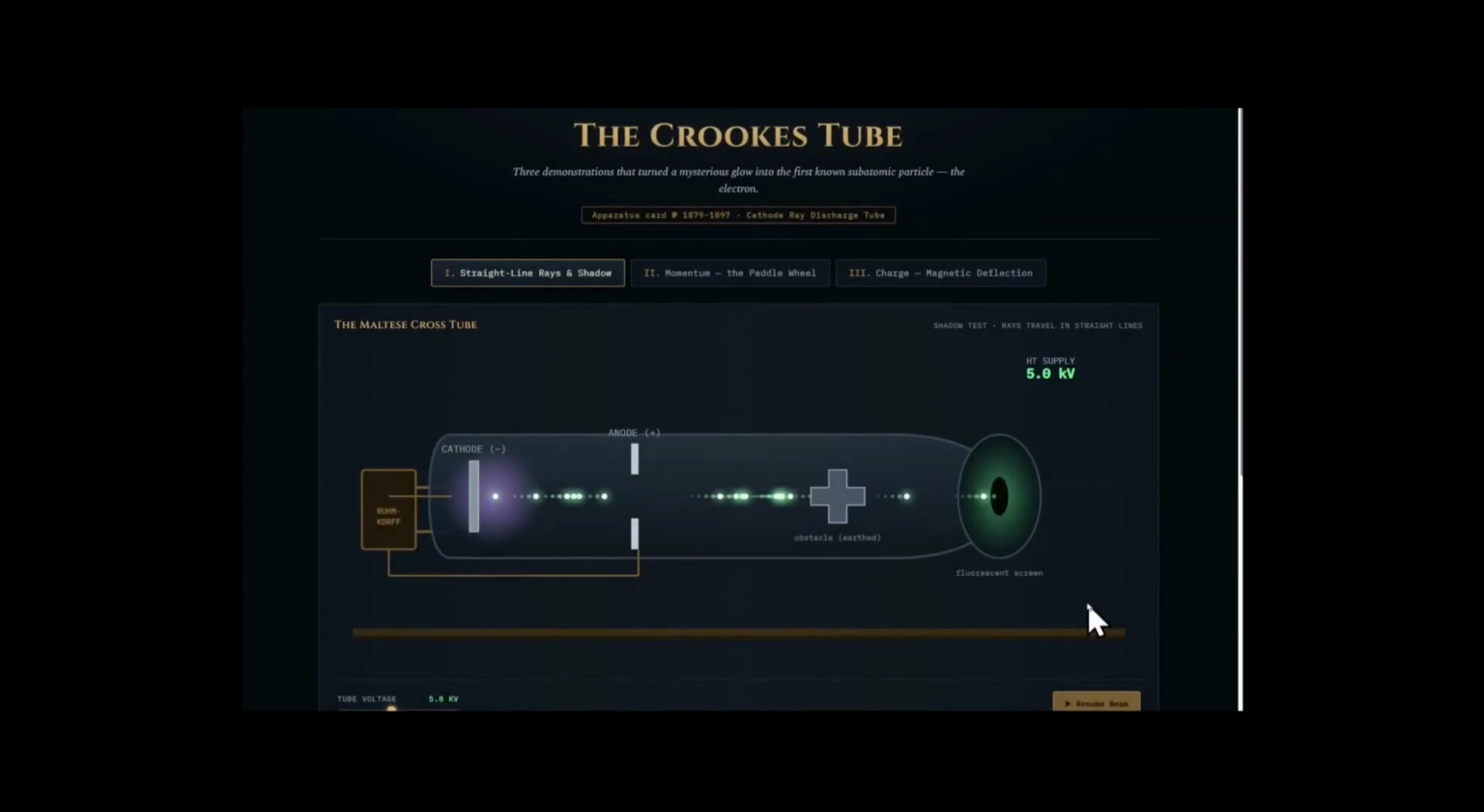The first experiment that we're going to look at is Crookes tube. This is commonly known as the Maltese cross tube. The reason it's called that is because this shape was a Maltese cross. It was a pretty definite shape. So how does this work?